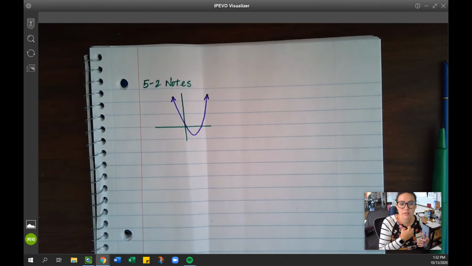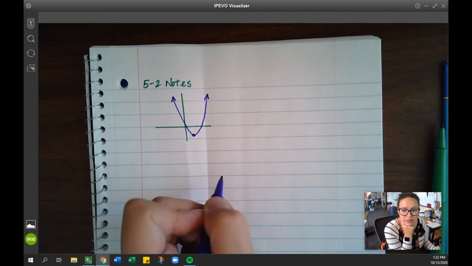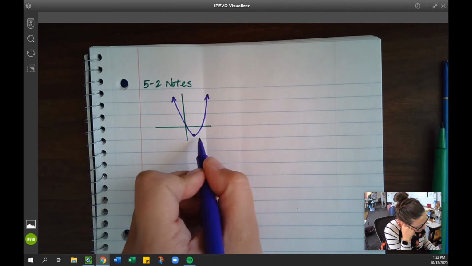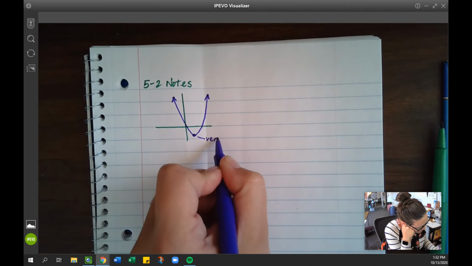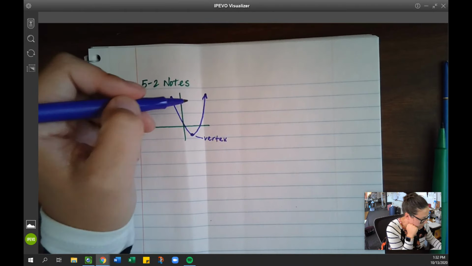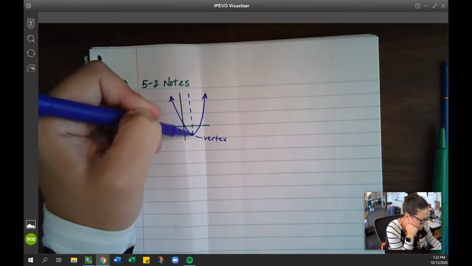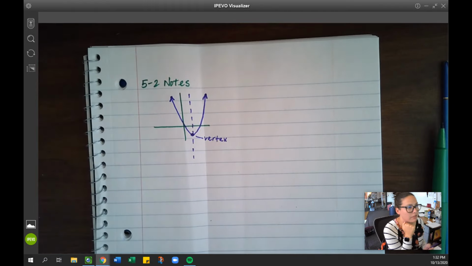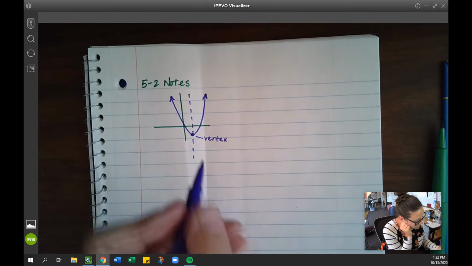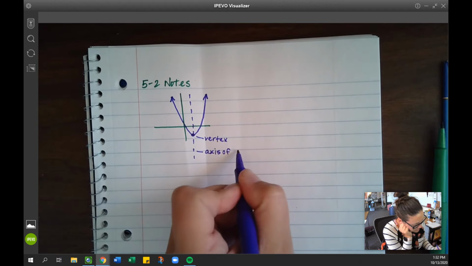characteristics of a parabola. Okay, this point right here, we talked about it in the lesson 1 notes. This is called the vertex. So we're going to want to know the vertex. Another thing, and I'm drawing a dashed line right down the center of the parabola. We call this the axis of symmetry.